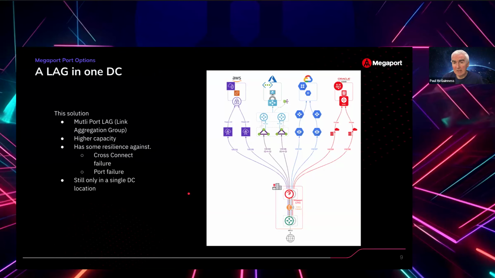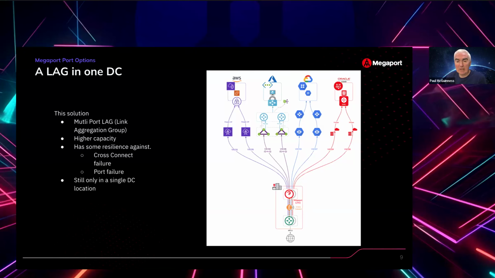You can add a LAG, or link aggregation group, to the port, so basically creating multiple ports in a single data center and then creating multiple cross connects to those ports. We support link aggregation groups for 10 gig and also 100 gig. And that will get you higher capacity. If you add up the capacity of all of the interfaces inside the LAG, then that's what will be available to you. And it gives you some resilience inside the data center.